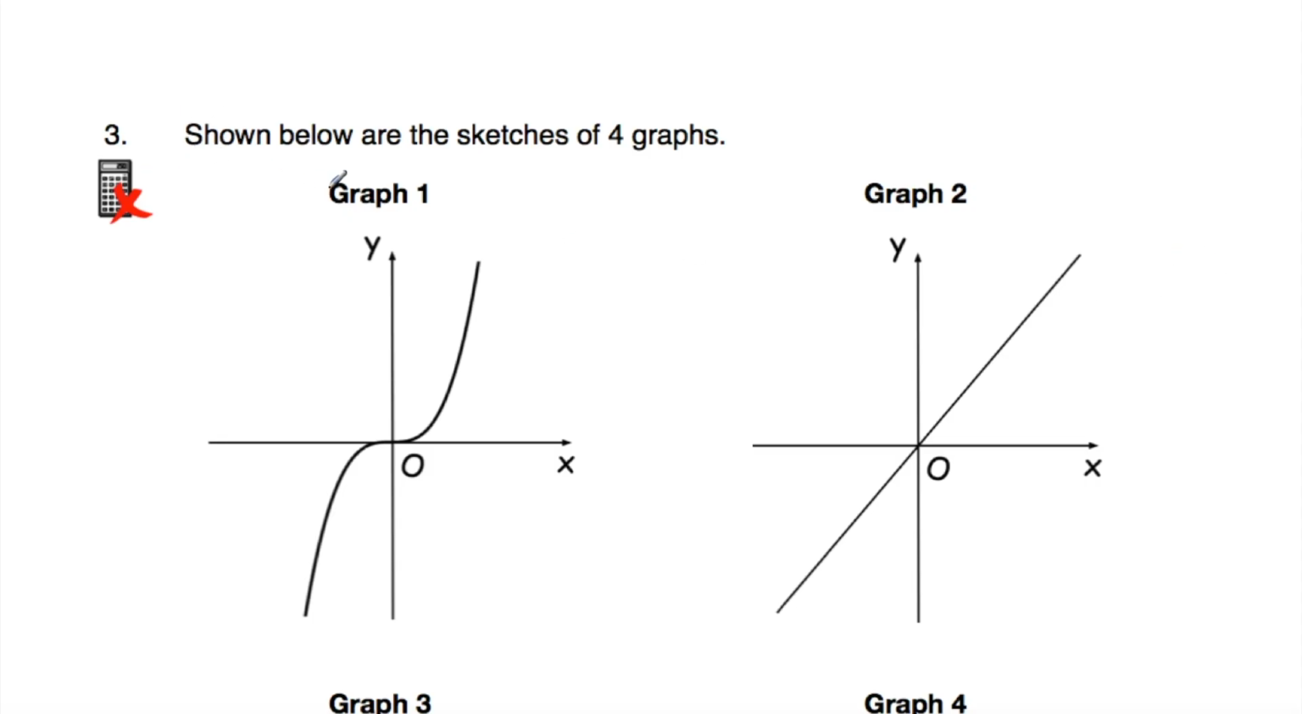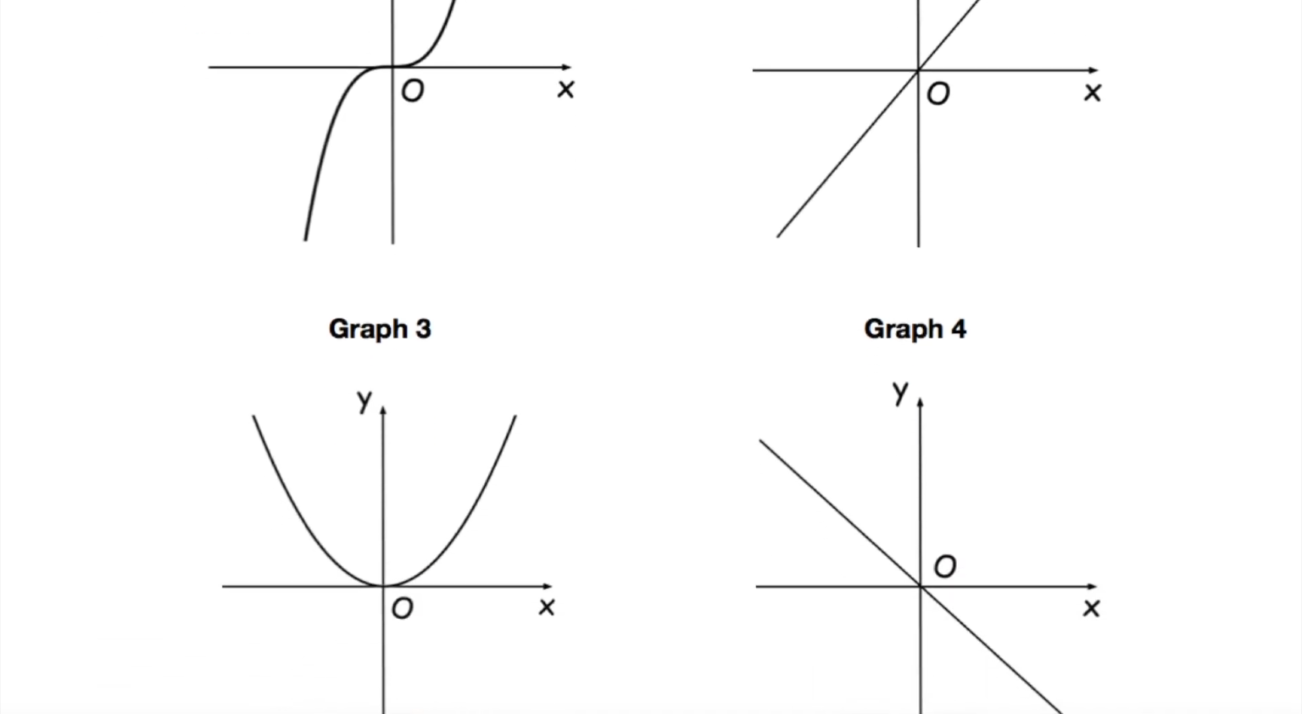Question number 3 says, shown below are the sketches of four graphs. So we've got graph 1, that looks like y equals x cubed. We've got this graph here, graph 2. Well, that's a straight line graph that passes through the origin. So it could be a graph such as y equals x, or y equals 2x, or y equals 5x, or y equals a half x, or something like that.